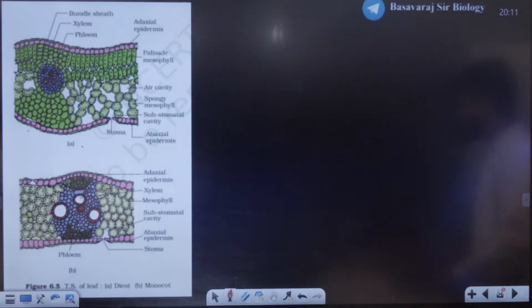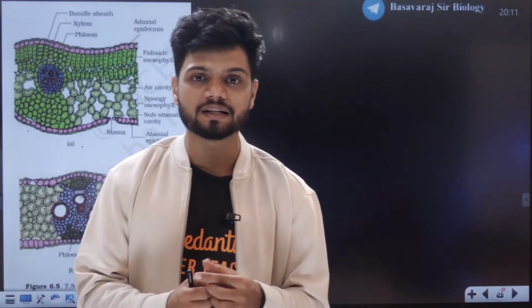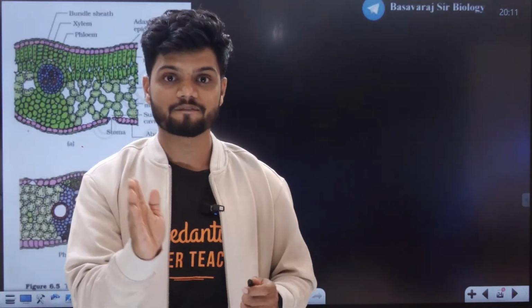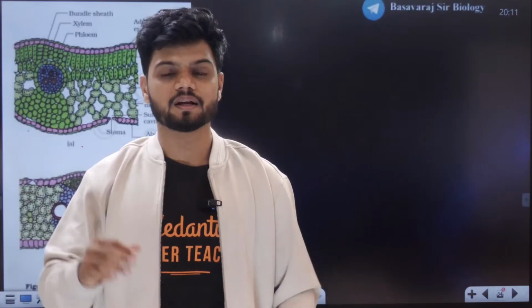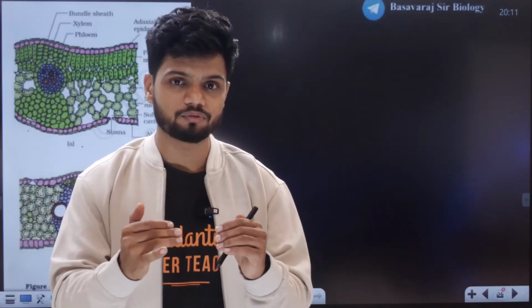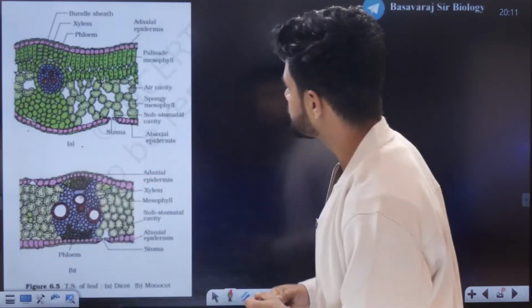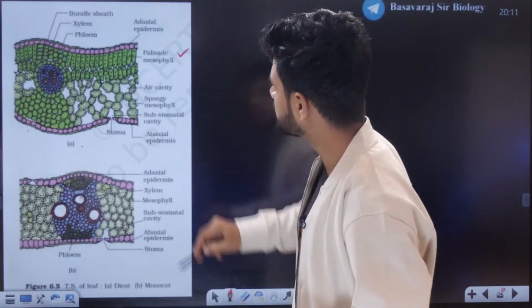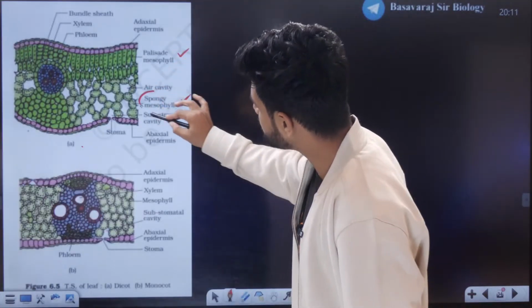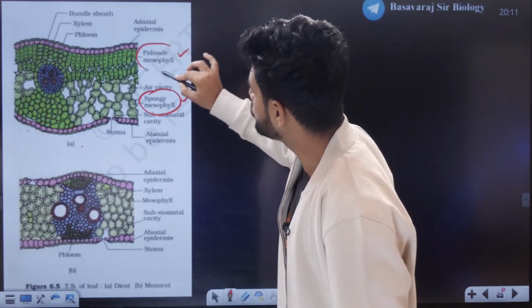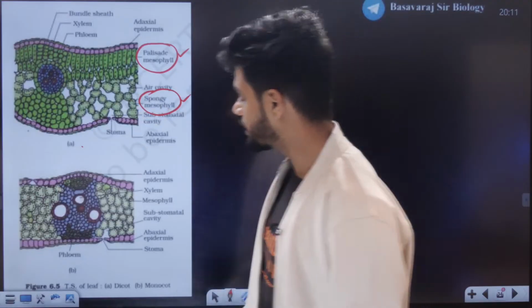Which one is dorsiventral? What is the meaning of dorsiventral? Dorsiventral means dorsal to ventral, so the ventral side and the dorsal side. In the ventral and dorsal sides, there are two different types of parenchyma here. Here you see palisade mesophyll, and at the bottom we have spongy mesophyll. So two different types of parenchyma, that is mesophyll. Dorsiventral leaves are also called dicot.